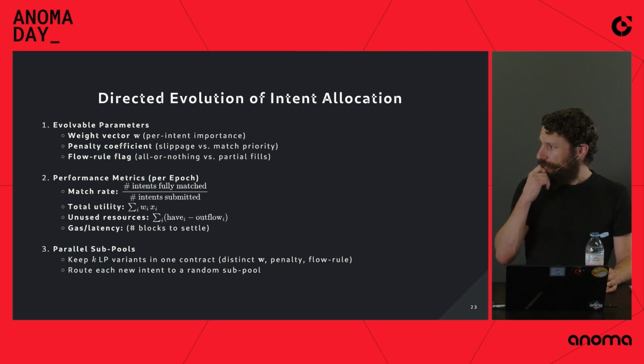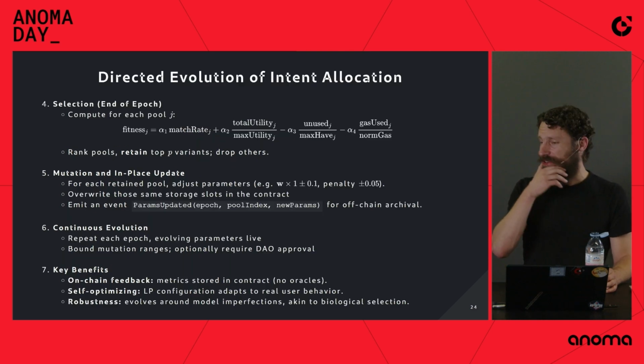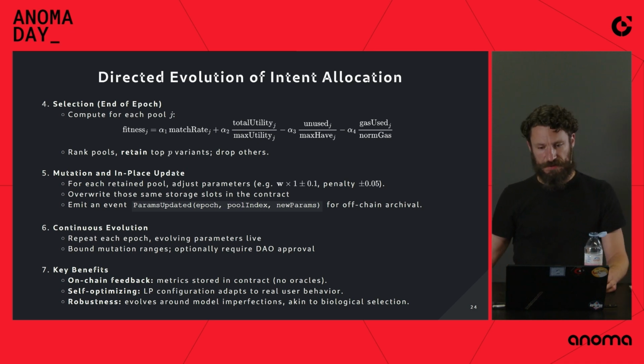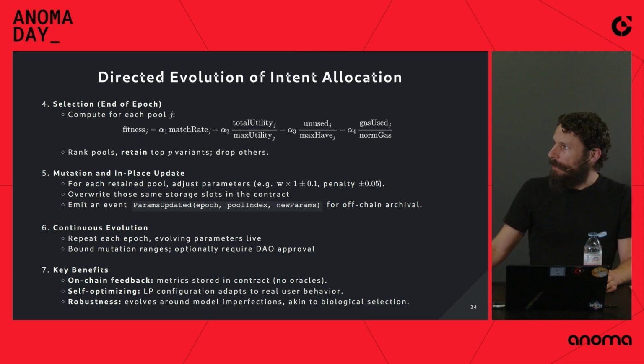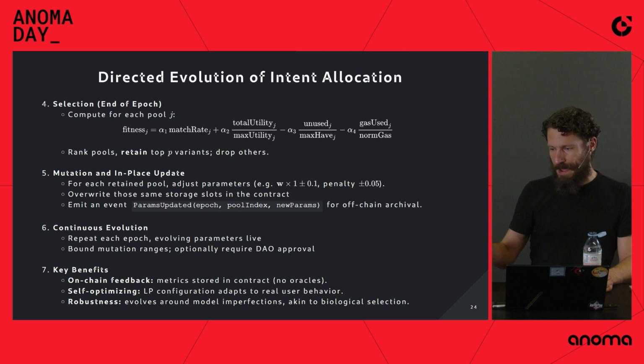Route the new intents to random subpools. Then at the end of some epoch, 1,000 blocks or whatever, we perform selection by computing the fitness using one of those metrics or a combination thereof. We can rank these pools and keep the best, drop the others. Now, we don't want to flood the blockchain too much. In biology, material also gets reused, and blockchain things stick around forever, so we don't want to spam new contracts all the time. So what we ideally do is update the parameters of our contract to achieve this. And then we can emit these events for off-chain archival.